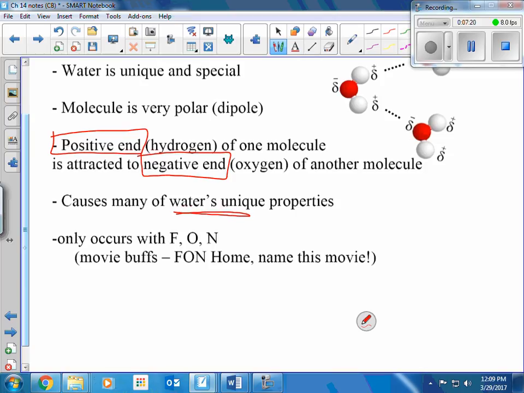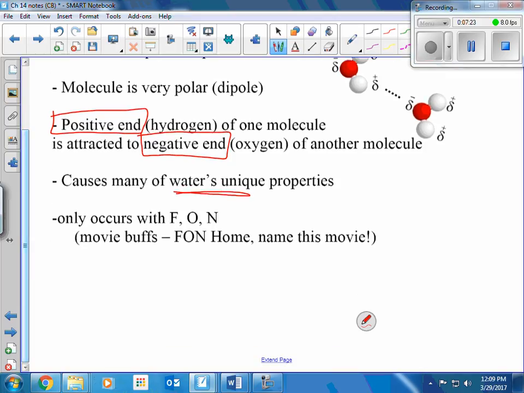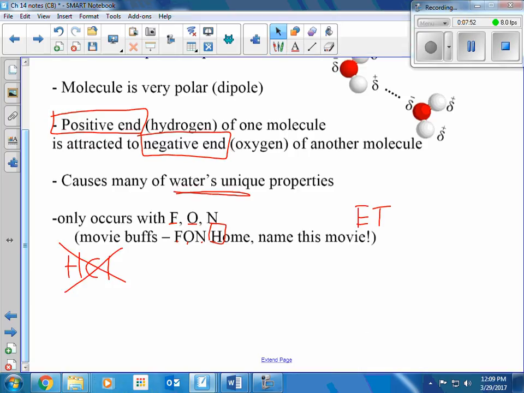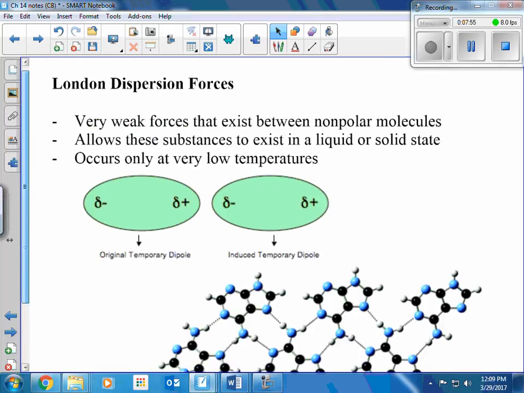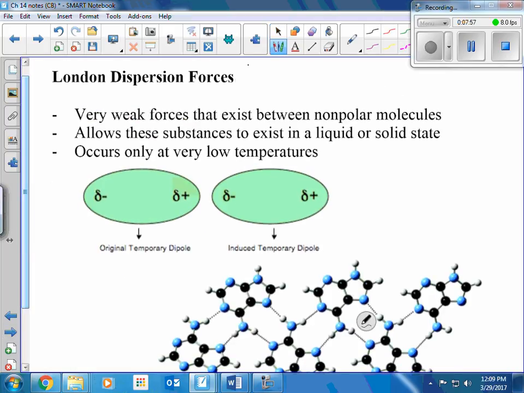Now, this hydrogen bonding only occurs with fluorine, oxygen, and nitrogen. A way to remember that, for the movie buffs in the room: phone home, meaning fluorine, oxygen, nitrogen bonding with the hydrogen. If you think of that movie, that would be E.T. If you're thinking that, you're correct. And so if I have HCl, chlorine is not one of fluorine, oxygen, nitrogen, so that would not be a hydrogen bond system.